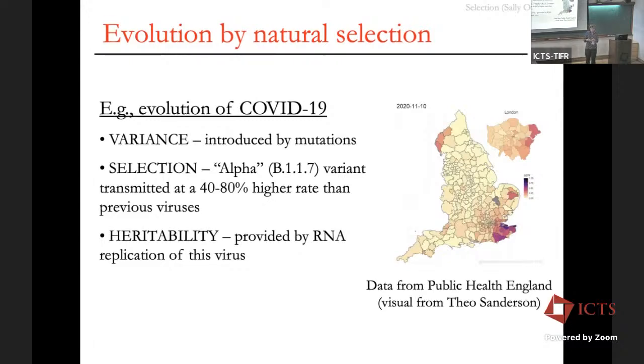Selection, we can estimate how much more transmissible the alpha variant was relative to the previous Wuhan strain. And estimates are somewhere in the 40 to 80% higher rate of transmission over time, more likely to pass from person to person. And the heritability here is an alpha virus gives rise to an alpha virus. It's encoded in the RNA, so the heritability is there too.